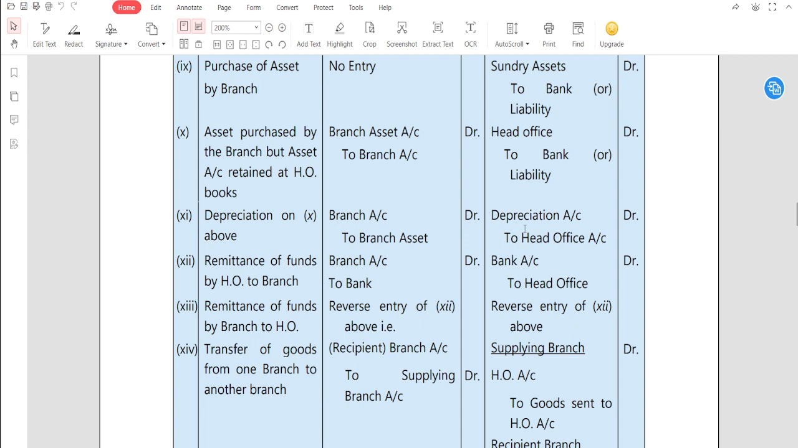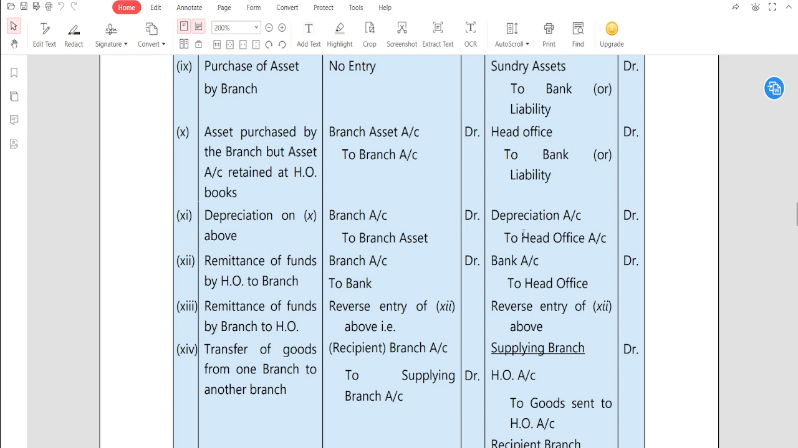In that particular case, the branch asset has been with the branch. So depreciation should be charged by the branch itself. So we can write depreciation account debit to HO. And in the HO books, we cannot just show the depreciation. Rather, we decrease the value of the branch asset by debiting the branch account. So this is the journal regarding the branch asset and depreciation to HO.